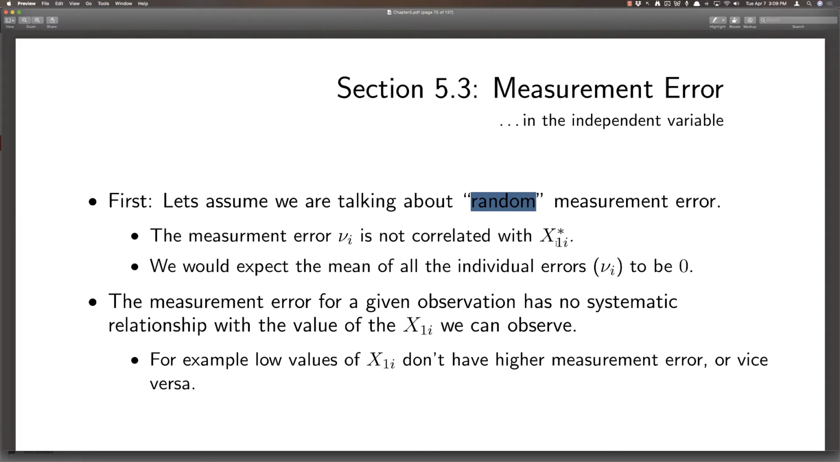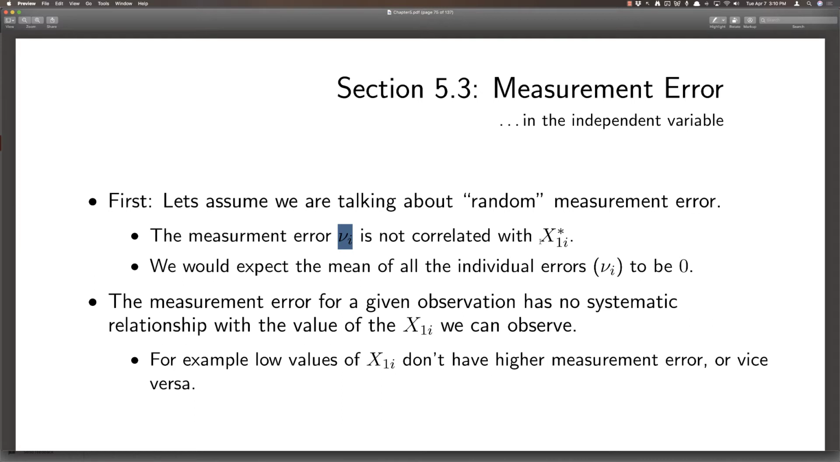So it's not that when people are really, let's pick an example here. Let's say we're trying to measure wealth, all right? And we don't have wealth, but what we have is income, right? Income is correlated with wealth, but it's not wealth. So random measurement error would mean that we are mismeasuring wealth by using income for both rich people and poor people, right? The measurement error would not be correlated with x1 star. So income and wealth, that's probably not a good example of random measurement error. But what we're assuming for this example is that this error term is not correlated with the value of x, all right?